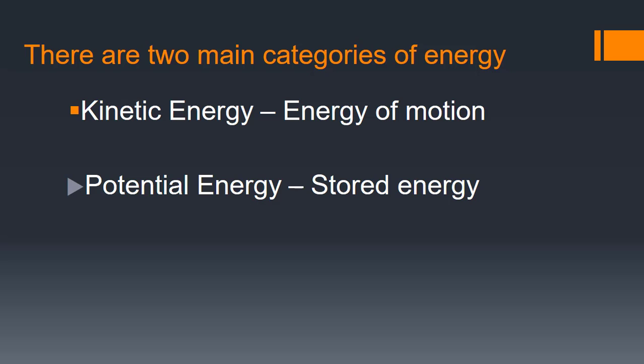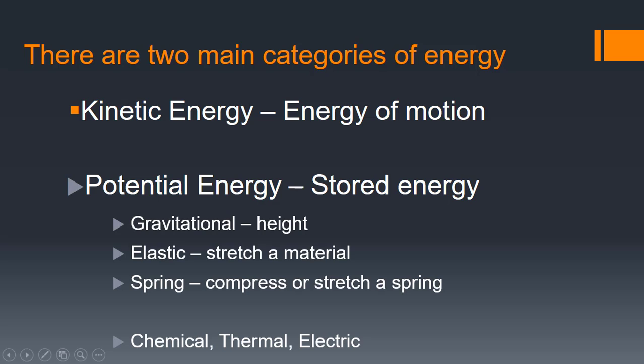So in talking about energy, we can classify it into two major types. We have kinetic energy, which is the energy associated with an object when it's moving. But an object can also have energy even if it's not moving. This is energy that is stored in some way, and it is called potential energy. We've talked about some different types of potential energies already.